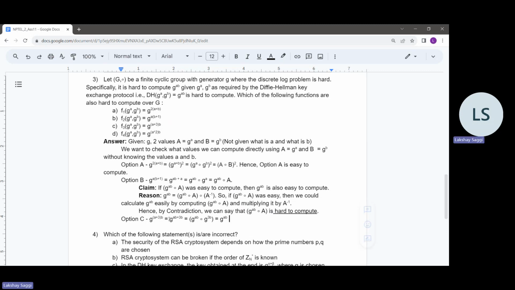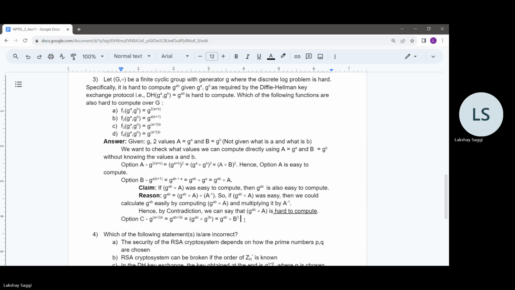Okay, I need to copy this symbol. g raised to the power ab times this g raised to the power 3b is nothing but g raised to the power b raised to the power 3. So it is something like b cube, right? So option C is something like this, g raised to the power ab times b cube. Note that we are already given b. Computing b cube is easy, and so computing b raised to the power minus 3 is also easy. So if calculating this value was easy, then we could just multiply it by b raised to the power minus 3, and then we would arrive at g raised to the power ab.